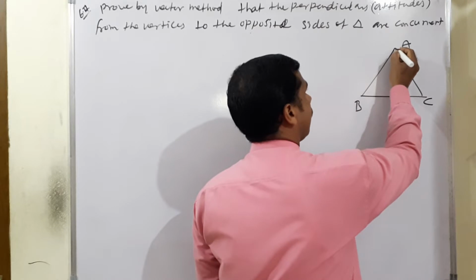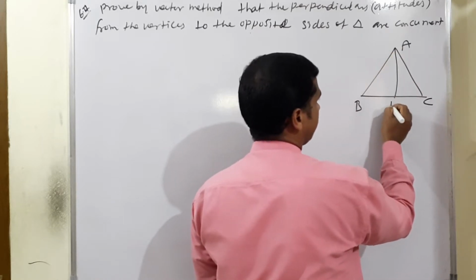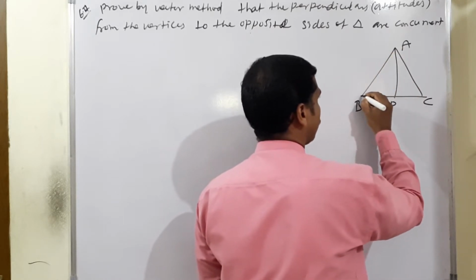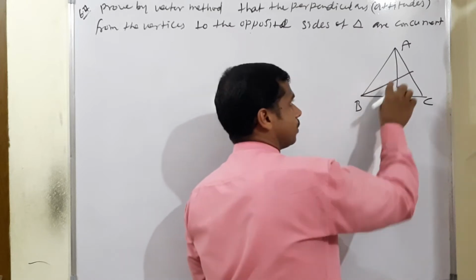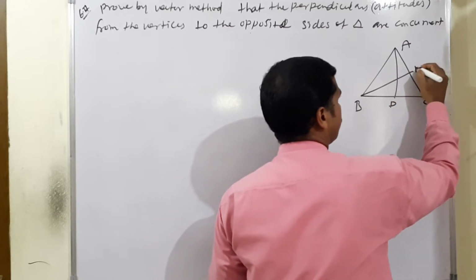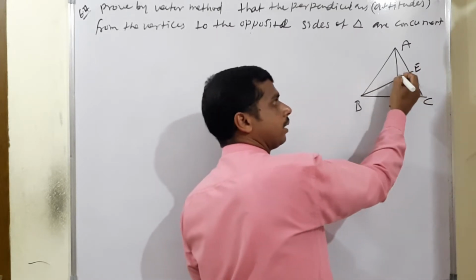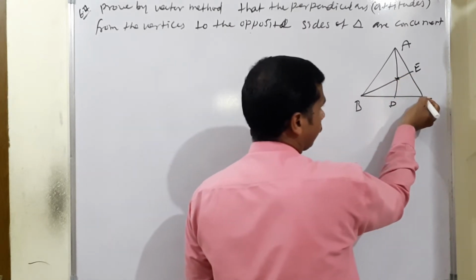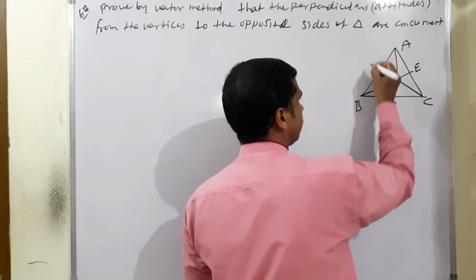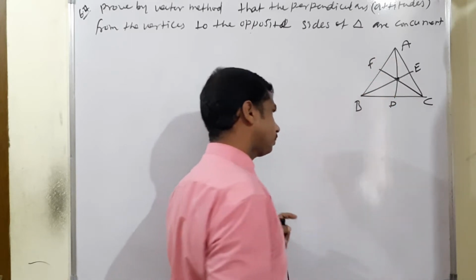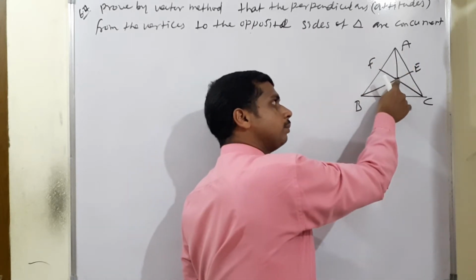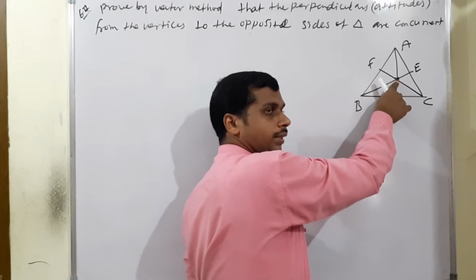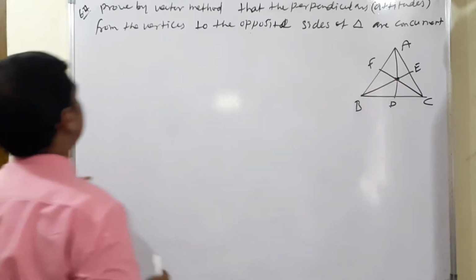D is the point on one side, and another point E, so joining B to E, that is called an altitude. Then another one intersects at the point F. So all three altitudes meeting at one place is called concurrent. Now the condition.